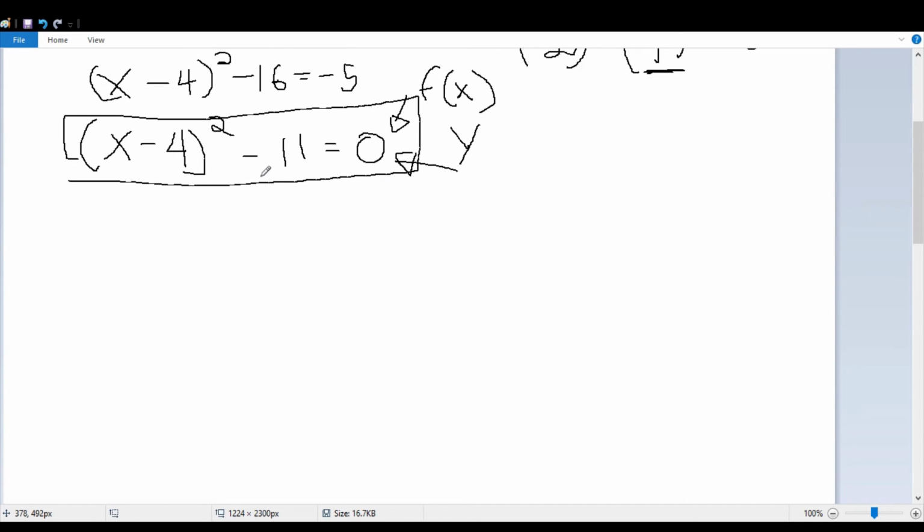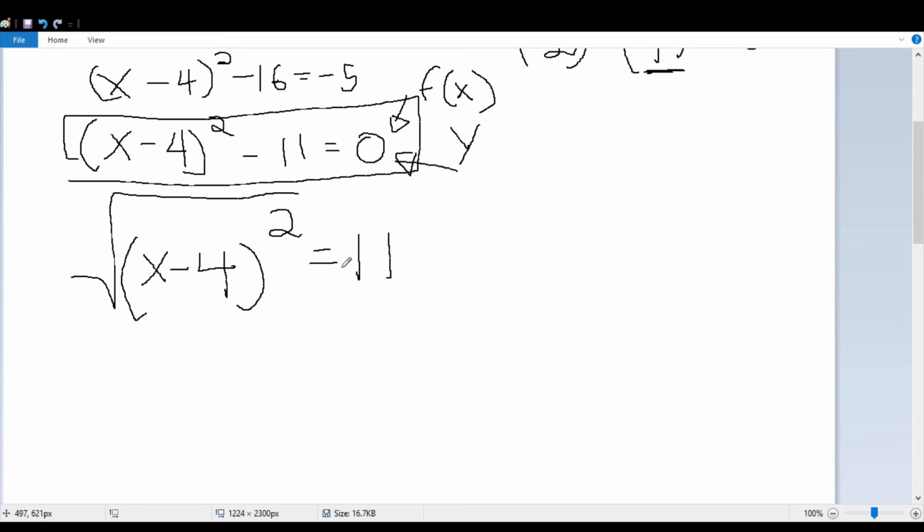So to get that as a solution, the first step you would do is to take this negative 11 and scoot it over to the other side. So simple enough, x minus 4 quantity squared equals 11. Now it's just about taking the square root of both sides. 11 doesn't have anything inside of it that can be square rooted. It's not going to be a nice square root. So now this 2 and the square root cancel. So you have x minus 4 equals the square root of 11.